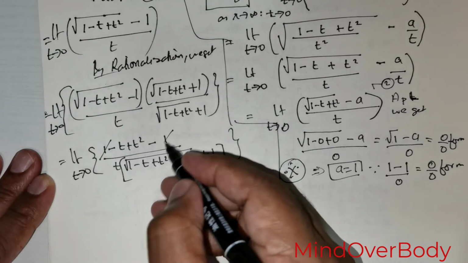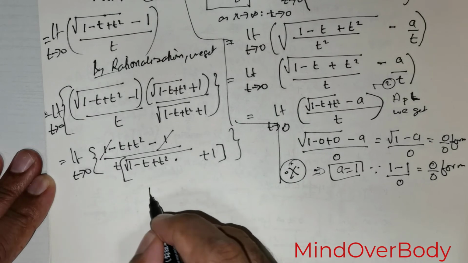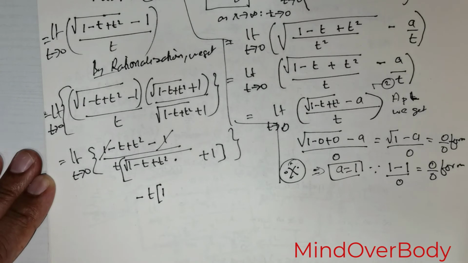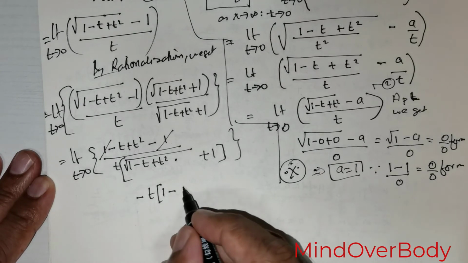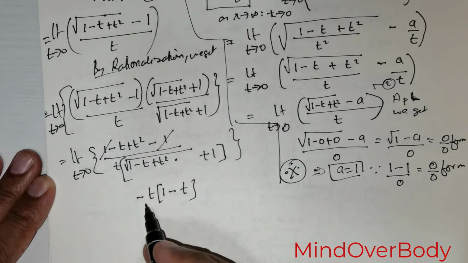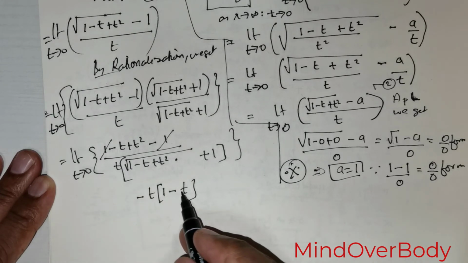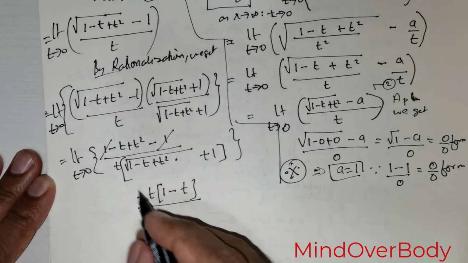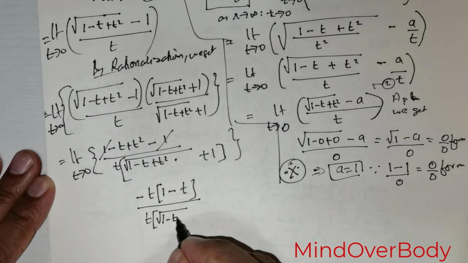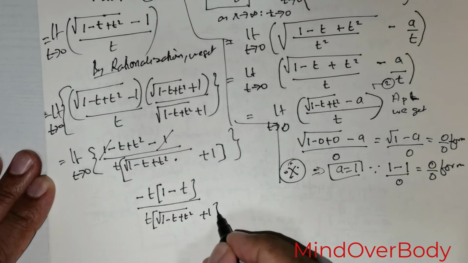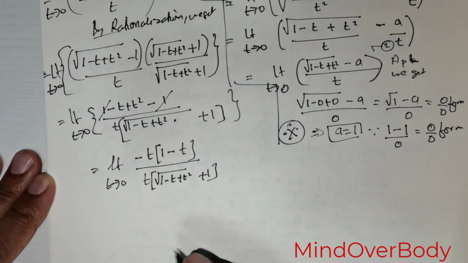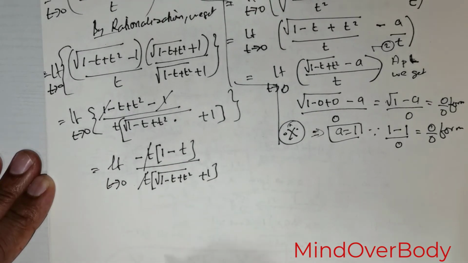Now +1 and -1 get cancelled. I can take a t out. If I take a t out, probably I'll take a negative t out. So this is going to give me 1 followed by -t. Right, t times 1 will give me t with a negative sign, and -t times -t will give me positive t², divided by, I get a t times square root of 1 - t + t² + 1. This is limit t tending to 0, right? So t and t get cancelled.